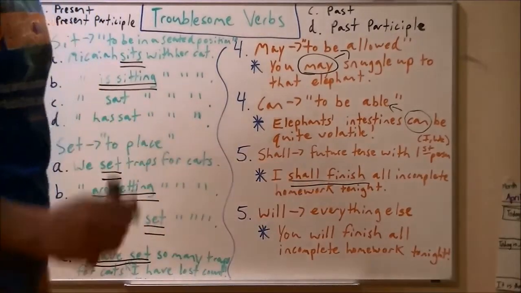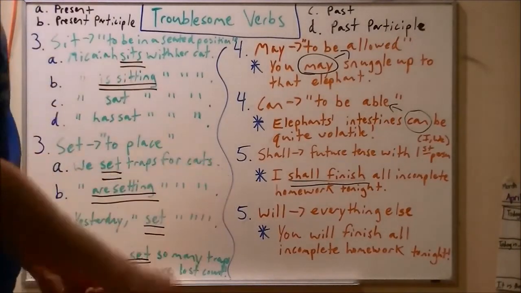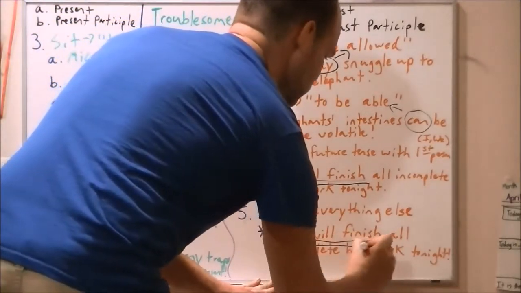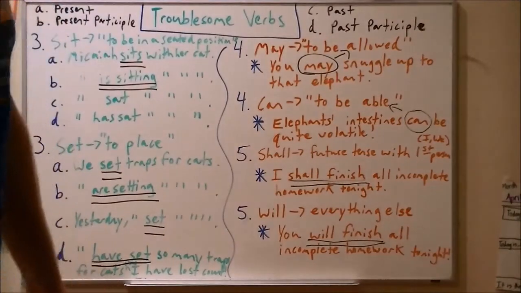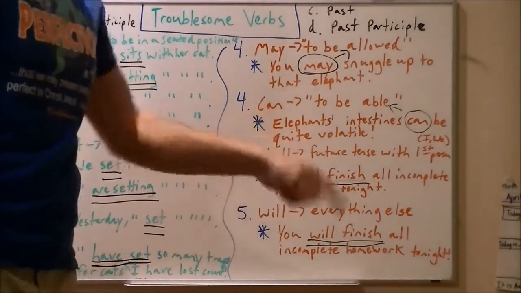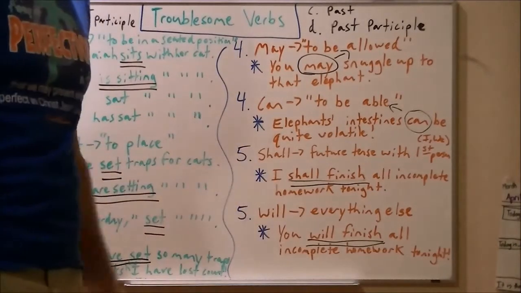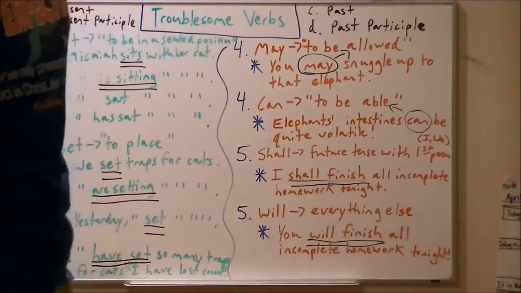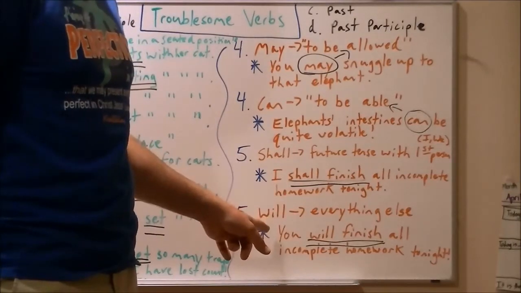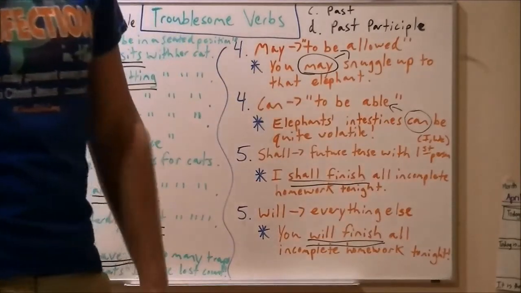For instance, you, now that's second person, right? You will finish, not shall, but you will finish all incomplete homework. You will finish all incomplete homework tonight. If it's the last thing you do, you will not sleep until you do. You will not eat until you do. Okay, but I use will in this case because that is second person, even though it's in the future. It's second person and not first person.